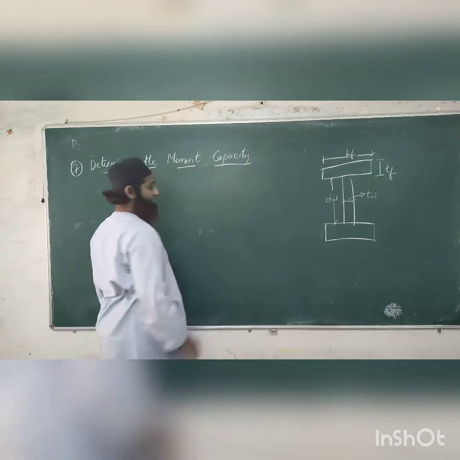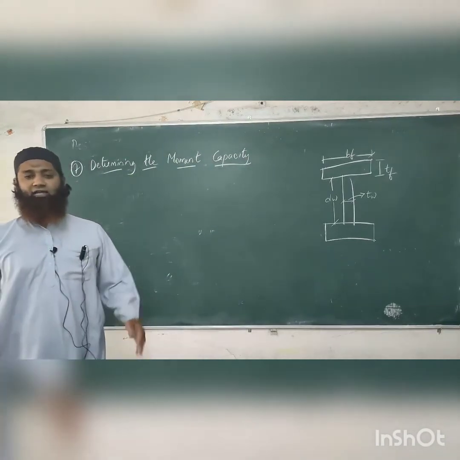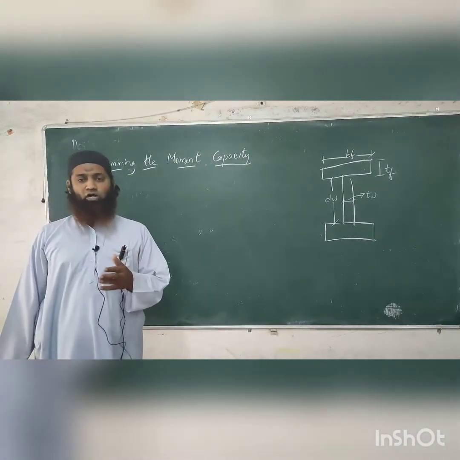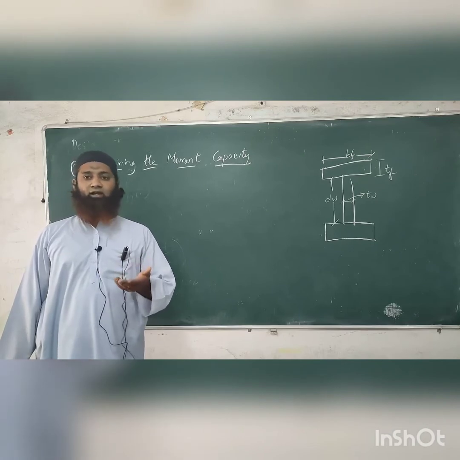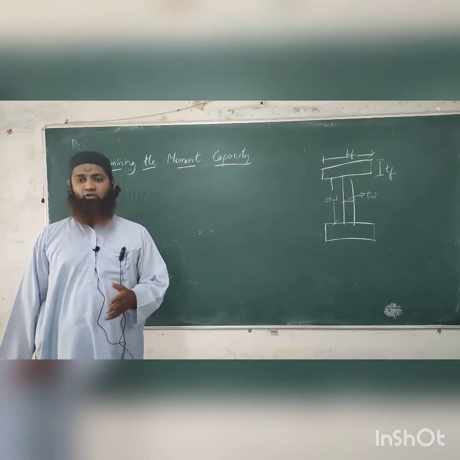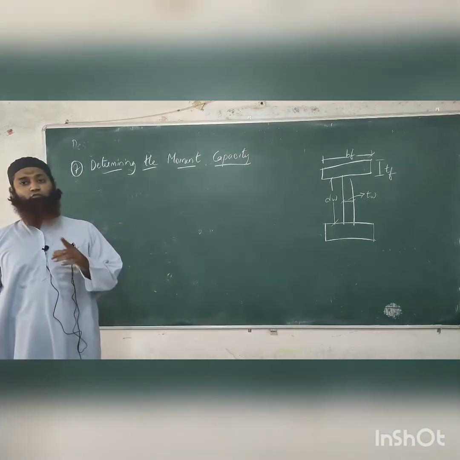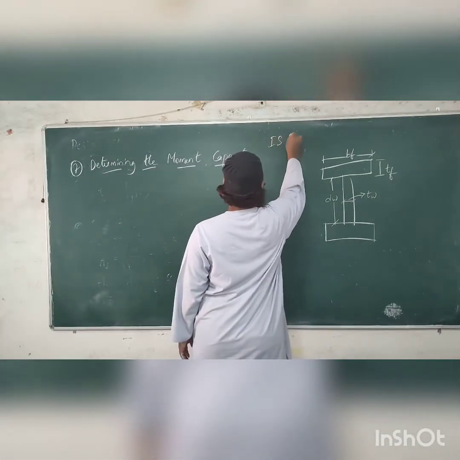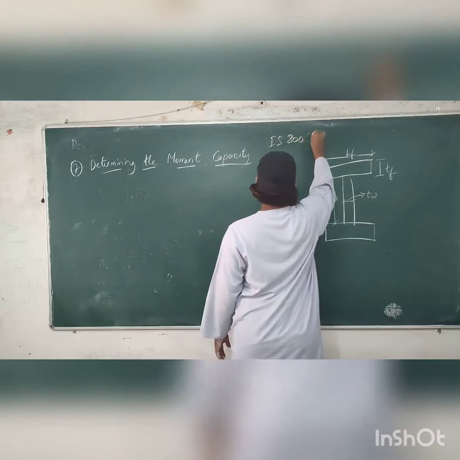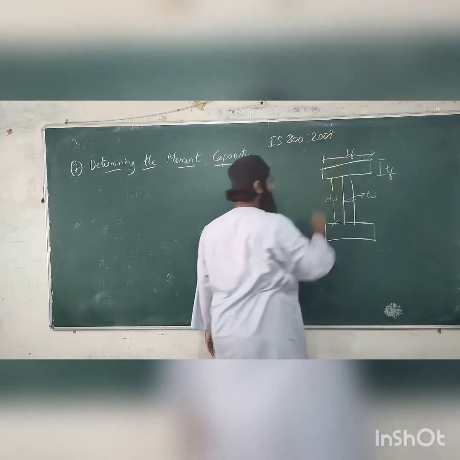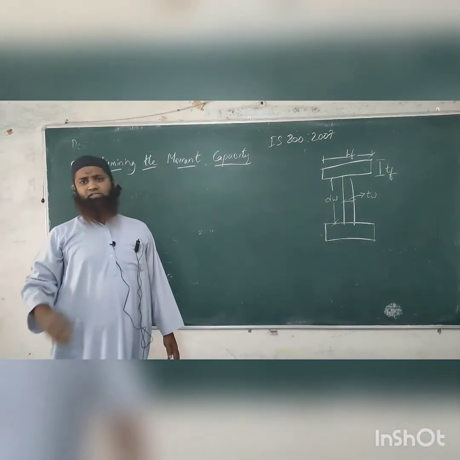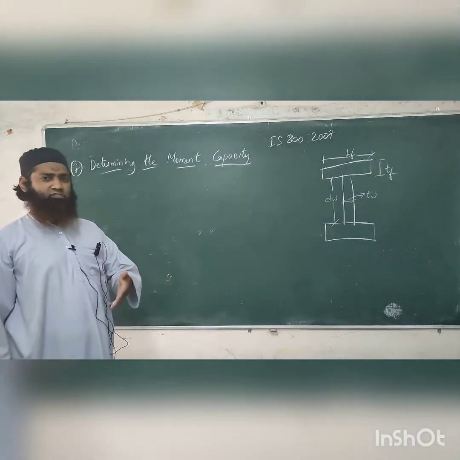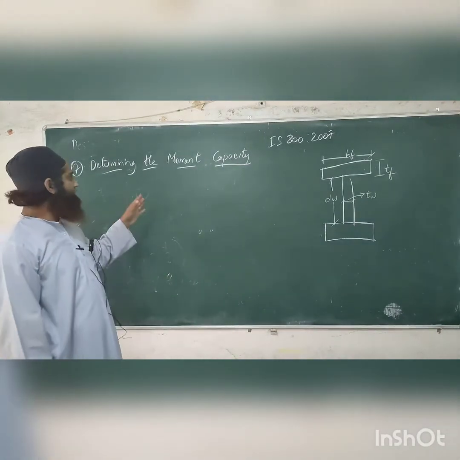Determining the moment capacity. One thing you all should keep in mind, I request all of you, the code book we need to design a plate girder, and for the whole of this subject, is IS 800 of 2007. You all have already used this code book in the previous subject of steel structures. I request you all to please keep this book because it is very important.